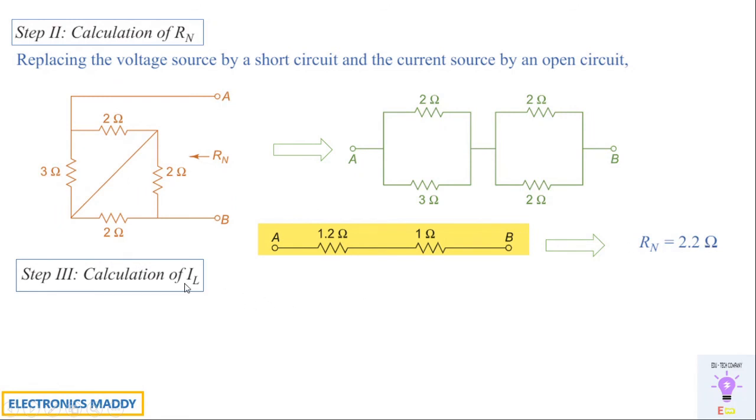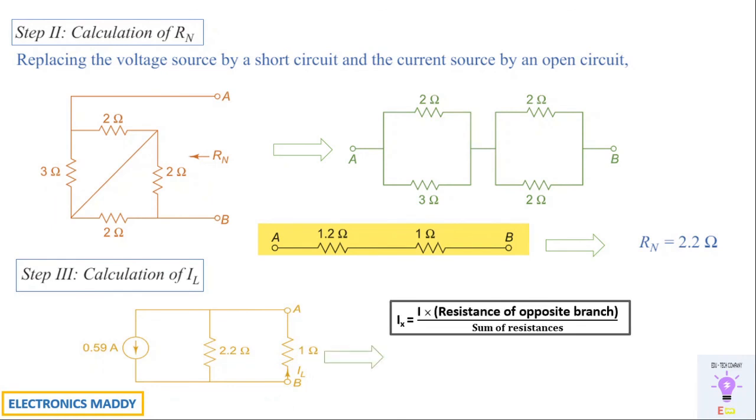So calculation of IL, how can that be done? You'll be representing it as Norton's equivalent circuit, and now they've asked us to find the value of IL. So we know by the current divider rule, this is the formula. So in order to find the value of IL, we have 0.59, that is the main current that is flowing, into 2.2 ohms, that is the parallel resistance branch with respect to 1 ohm, divided by 2.2 plus 1, that is the sum of resistances, that is equal to 0.41 amps.